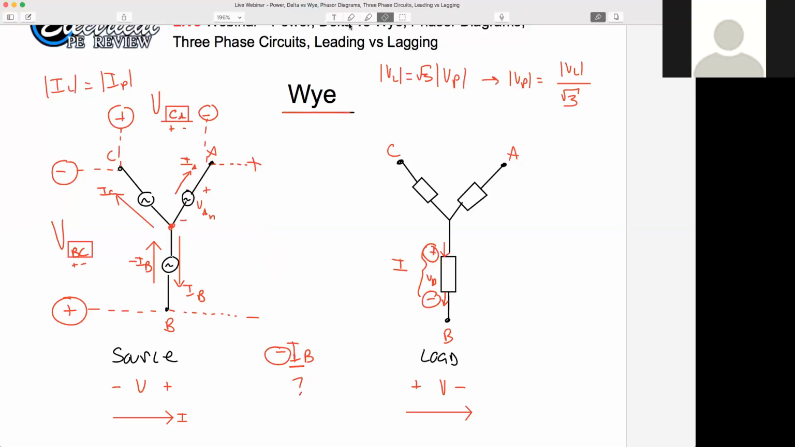Okay, let's see. What else can we talk about with this Y source? So we know this is our neutral voltage. I don't need to draw out the neutral voltage for the other phases, do I? I think we're all comfortable with that. All right, let's look at our load. Pretty easy.